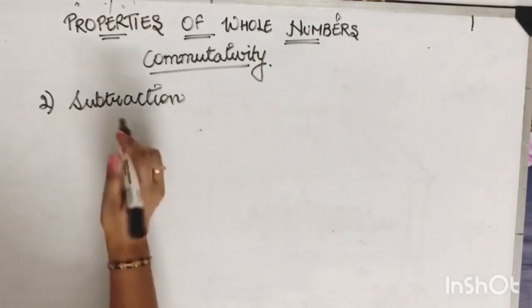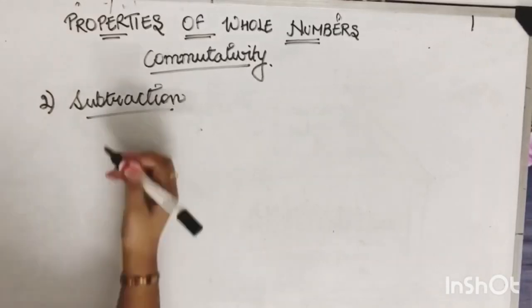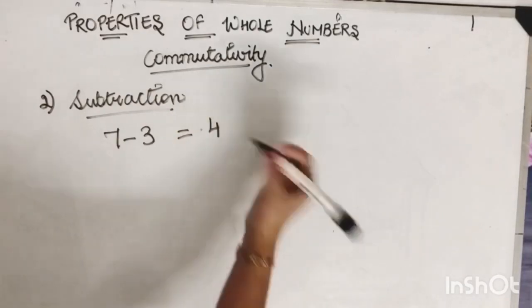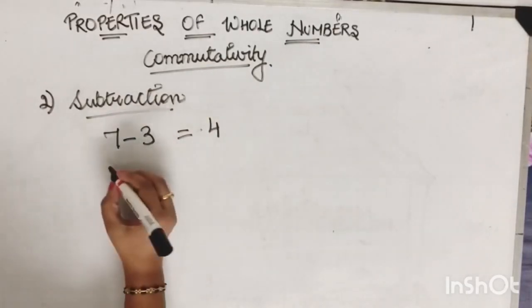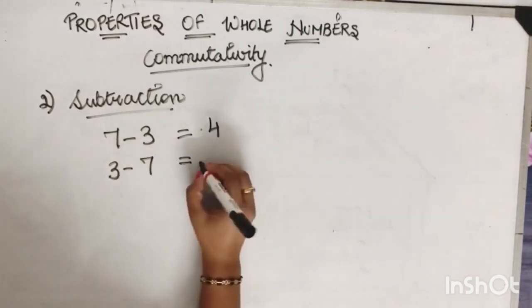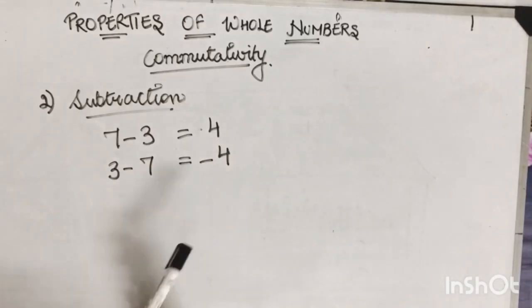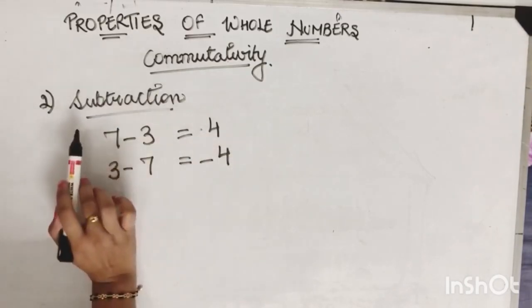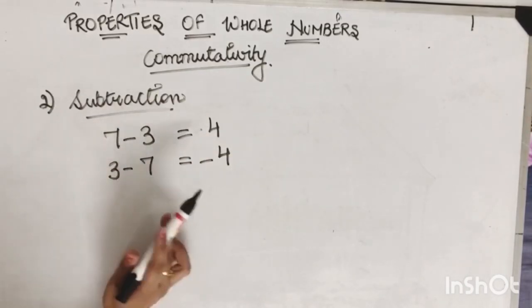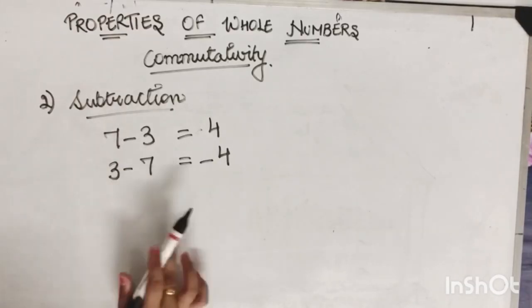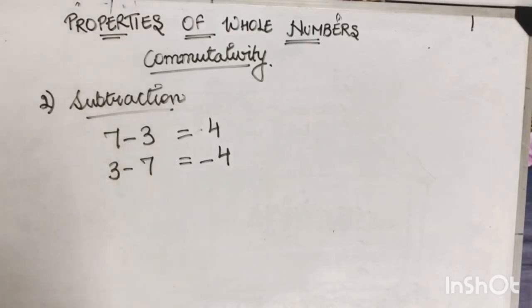Next is subtraction. I'll take two numbers. Let's say 7 minus 3 is equal to 4. Now if I interchange these numbers, I'll write 3 first and then 7. 3 minus 7 will be minus 4. So 4 is not equal to minus 4. Therefore, whole numbers are not commutative under subtraction. That you cannot subtract numbers in any order. You can't interchange the numbers while subtracting.